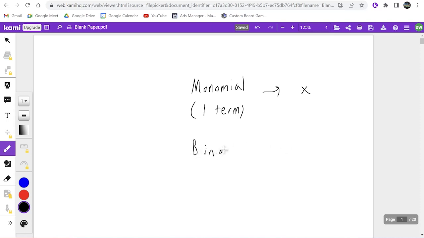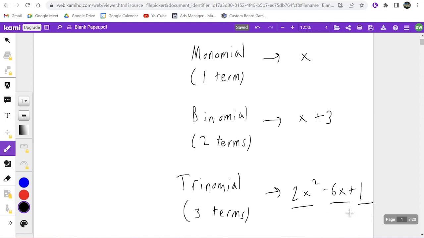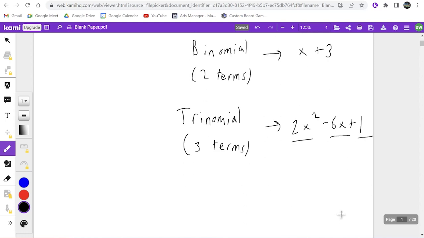A binomial simply means 2 terms, as the name implies. And a binomial can look like this, x plus 3. Notice there's 2 terms. Every term must be separated by a plus or a minus symbol. Then you have trinomials. I bet you can guess what this is. That's right, 3 terms. That's going to be, for instance, 2x squared minus 6x plus 1. Notice 3 terms, 1, 2, 3. I don't care about the coefficients and the x's. I just care about how many pluses and minuses I have here.